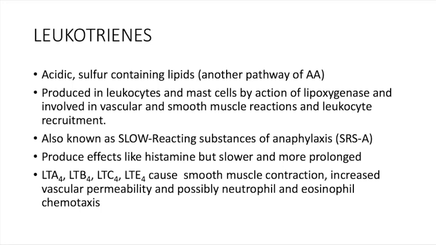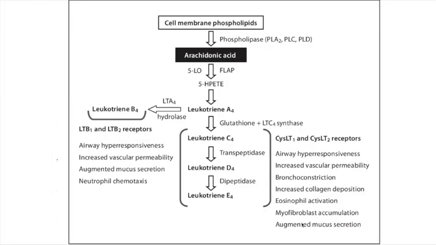They all cause smooth muscle contraction, increased vascular permeability, and there is a possibility that they do recruit neutrophils and eosinophilic chemotaxis. So you see leukotrienes a lot in asthma. So this is actually where we target some of our pharmacologic therapies, because there is intense vasoconstriction and bronchospasm related to their action. Leukotrienes are actually more potent than histamine when we're talking about bronchospasm. And then there is that pathway again.